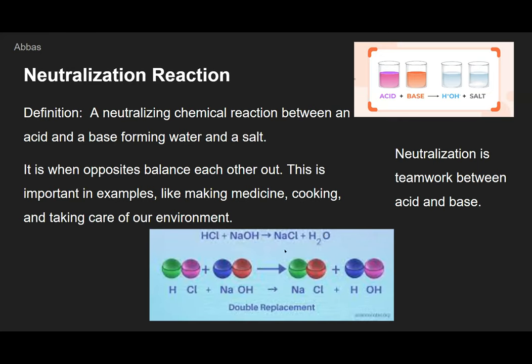And we can see it here at the top of the picture: acid plus base gives us water and salt.